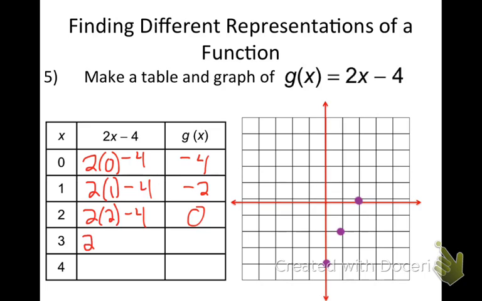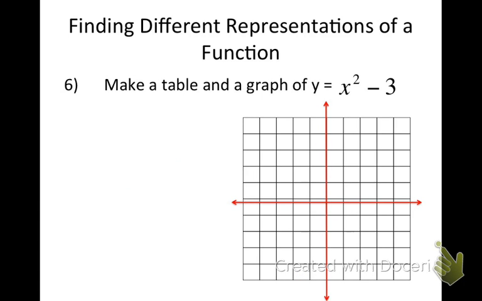I'm going to do 3. So I have 2 times 3 minus 4. 2 times 3 is 6, minus 4, 2. I get the coordinate 3, 2. And lastly, I have 4. So 2 times 4 minus 4. 2 times 4 is 8 minus 4. 4. Ordered pair is 4, 4. So I have my coordinates plotted. Now I can connect them all with my line. And there we go. So that's making a table and graph of the function there. All right, good work.